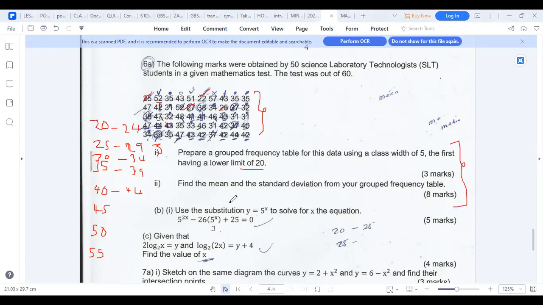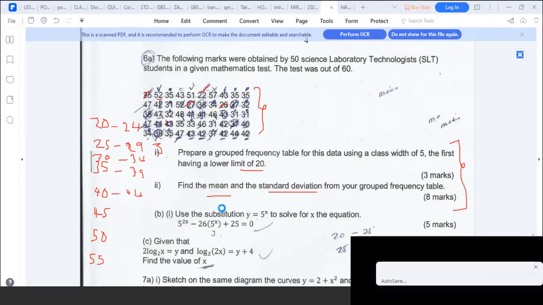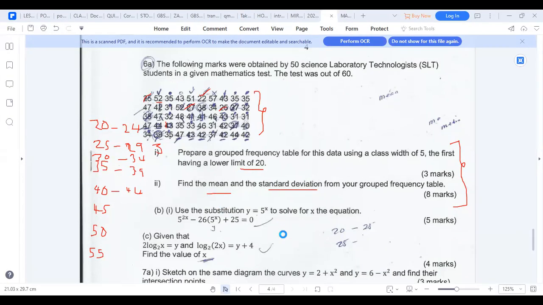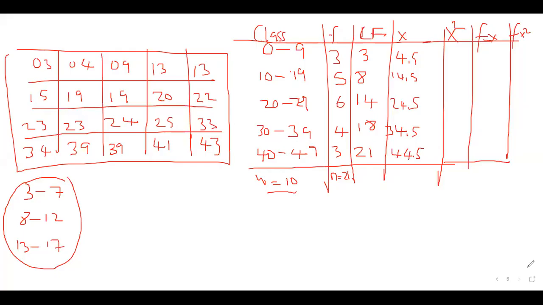Okay. Then they ask you to find the mean. I've told you how to find the mean. Find the standard deviation. So you cannot find the standard deviation before finding the what? The variance. Is that clear? Are we together? Yes. That is your homework question number 6A. So I've taught you this is ungrouped data. So you need to do exactly what I have done so that we move on the same page.